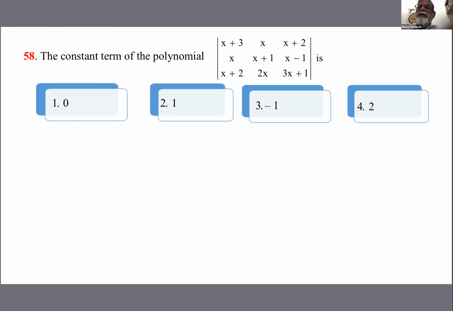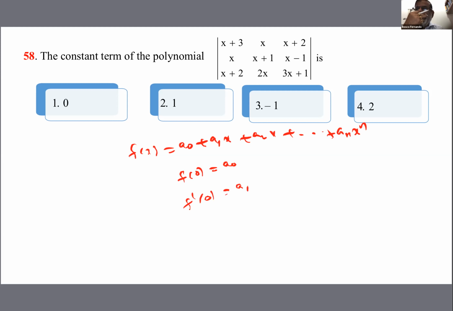A polynomial f of x, a0 plus a1 x plus a2 x squared plus etc. a n x power n. The constant term is f of 0, which is a0. The coefficient of x is f dash of 0, which is a1. The sum of the coefficients a0 plus a1 plus a2 plus etc. a suffix n is nothing but f of 1. So a problem can be asked like this.